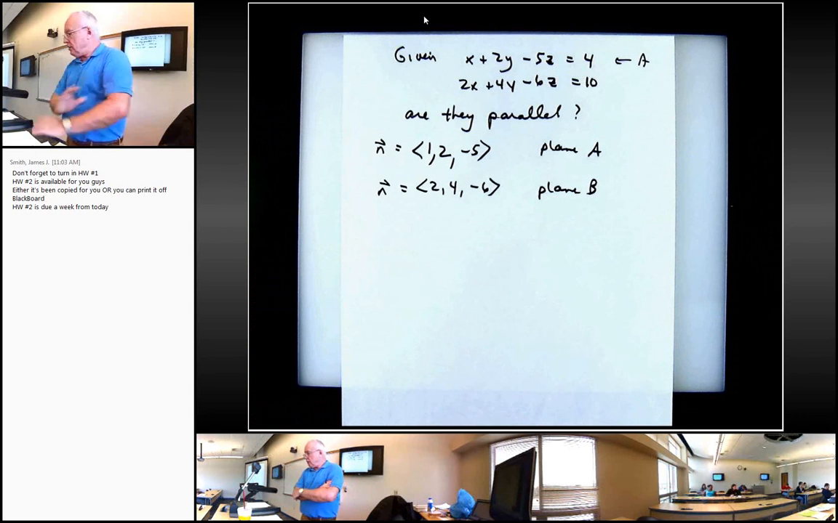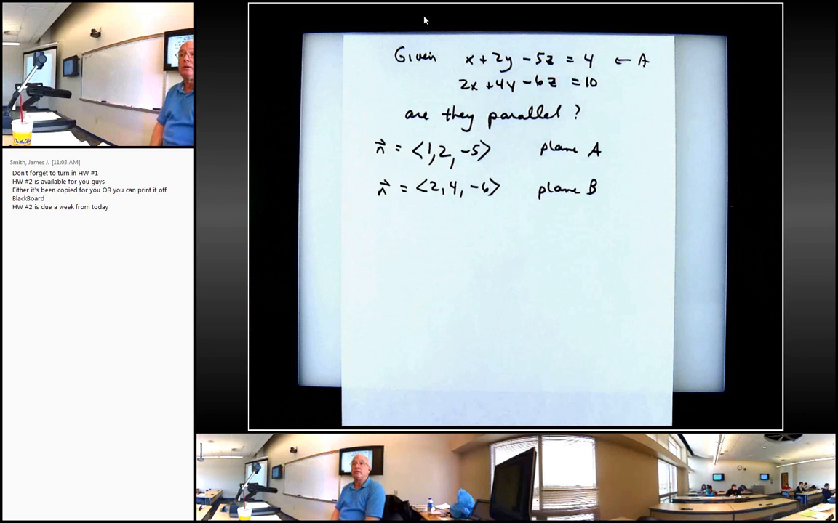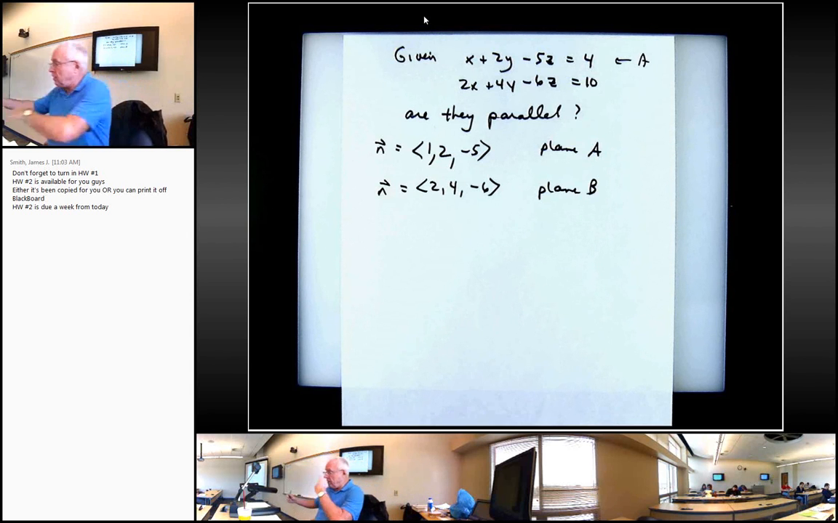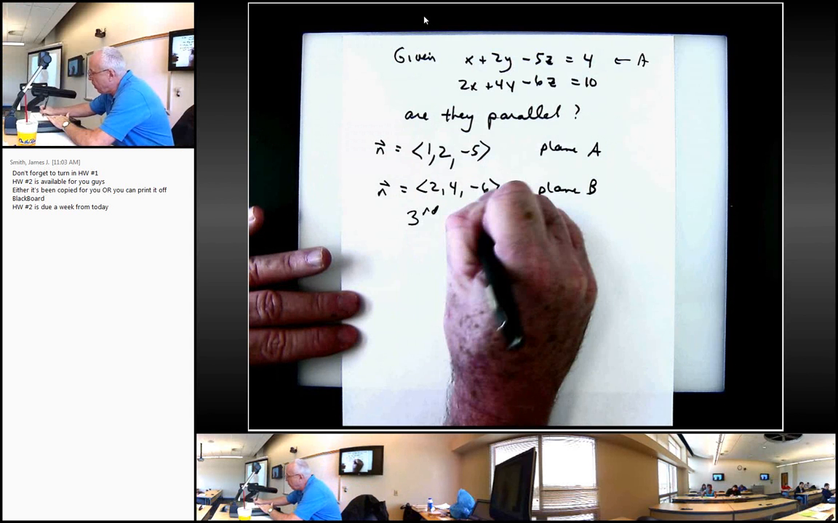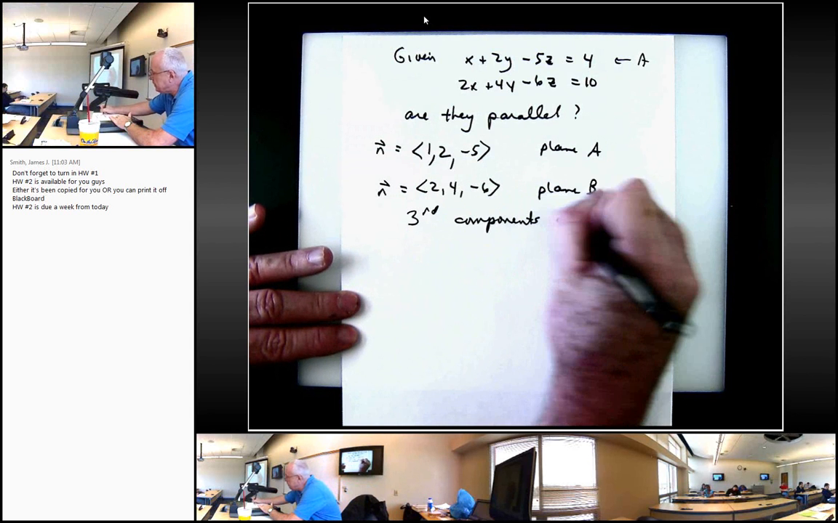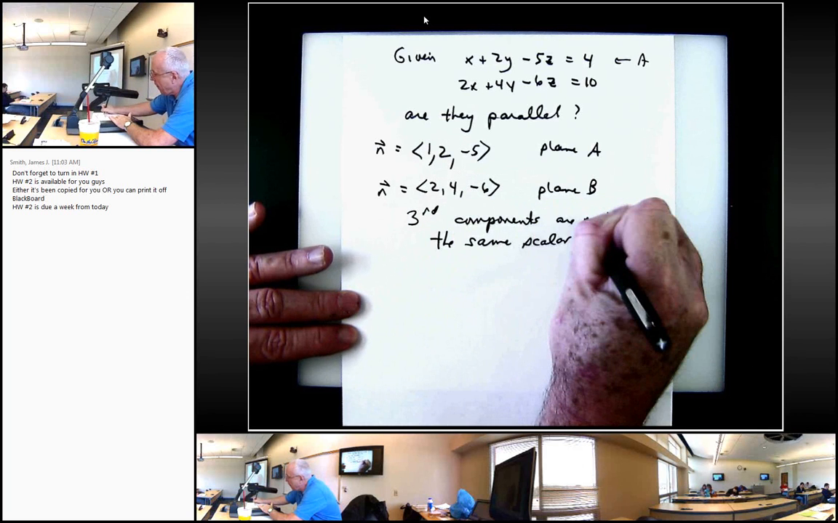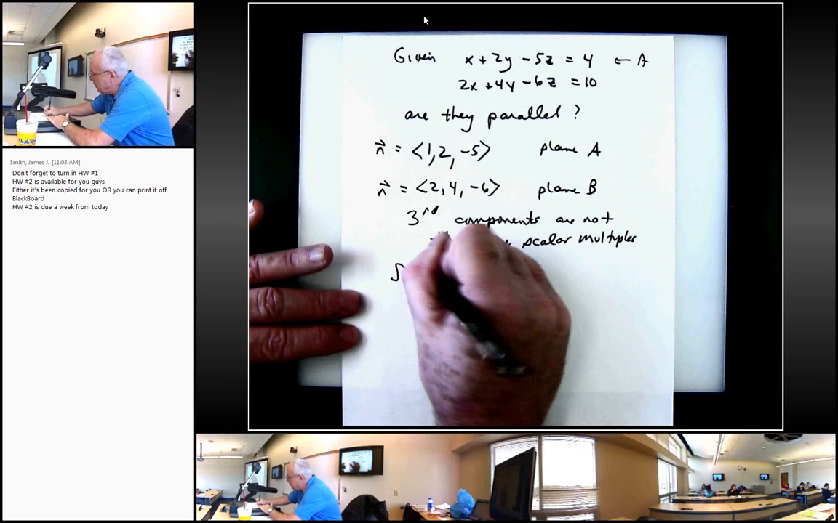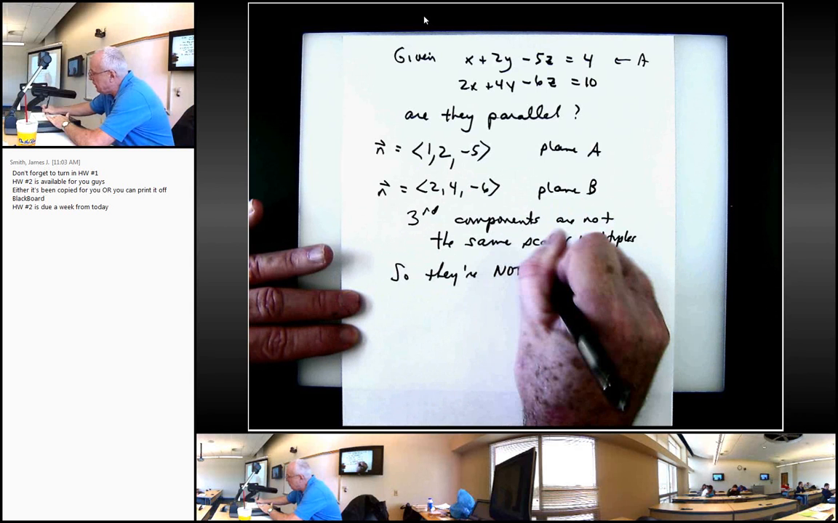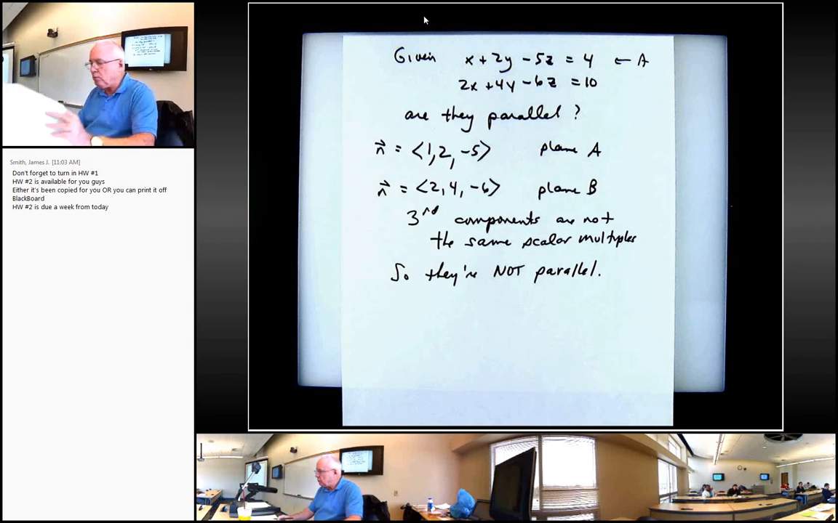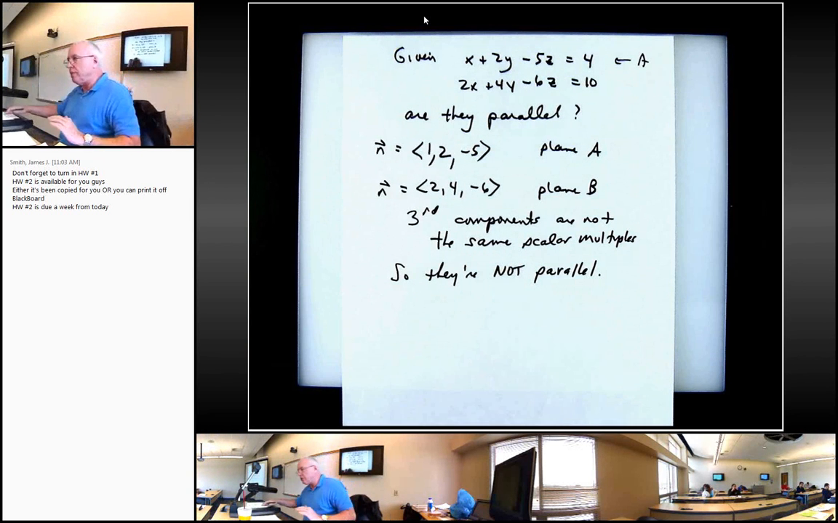Okay, so the first two components are scalar multiples of each other, but guess what? The third component is not the same scalar multiple. So therefore, these are not parallel normal vectors. So the third components are not the same scalar multiples. So they're not parallel. And so our planes are not parallel either. Okay. All right. So you can read a lot of stuff just off the equation of the plane.